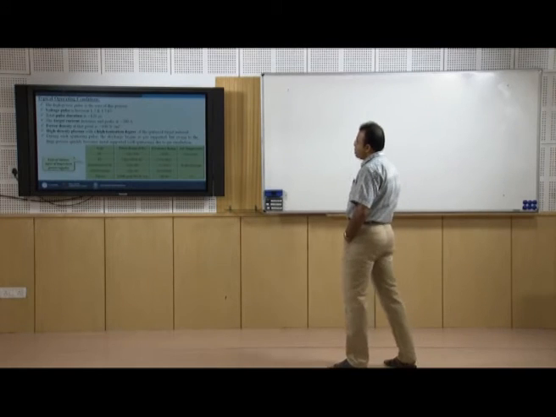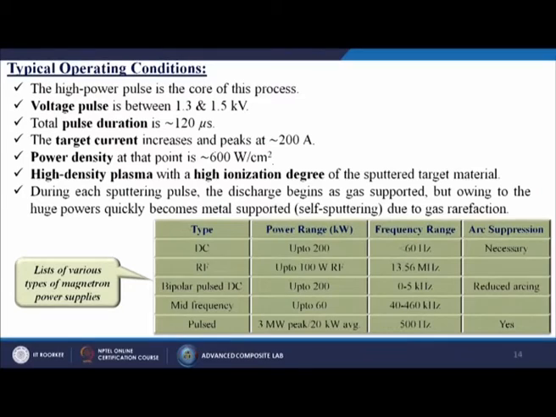Typical operating conditions: the high power pulse is the core of this process. Voltage pulse is between 1.3 to 1.5 kilovolt. Total pulse duration is generally up to 120 microsecond. The target current peaks at 200 ampere. Power density at that point is 600 watt per centimeter square. High density plasma with high ionization degree of the sputtered target material. During each sputtering pulse, the discharge begins as gas supported, but owing to the huge powers quickly becomes metal supported due to gas rarefaction.